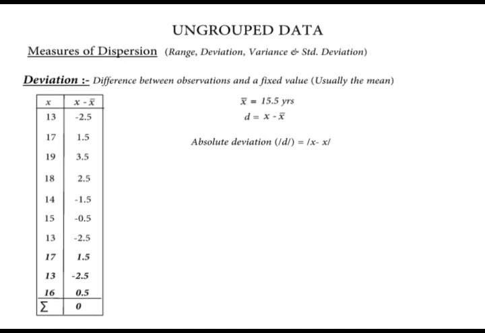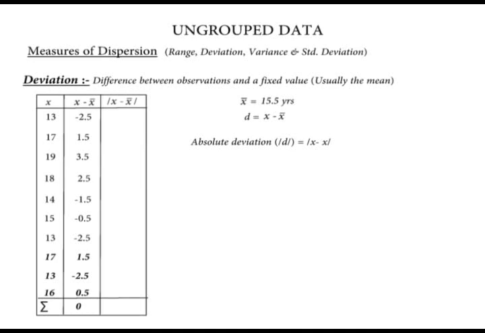In this case, if we ignore the signs, we introduce another column for absolute deviations. The absolute value for the first one is 2.5. We have 1.5, 3.5, all the way down up to 0.5. The absolute value or modulus of a number is the magnitude of that number regardless of the sign.